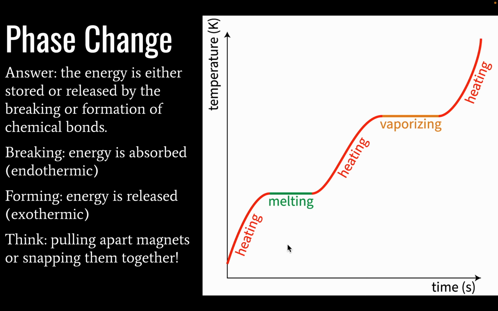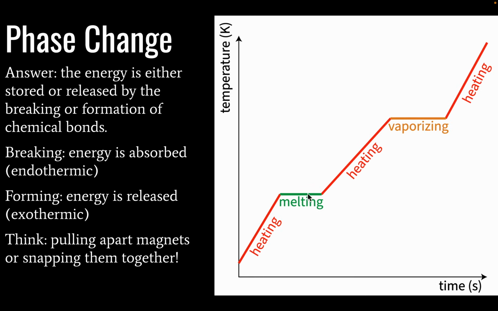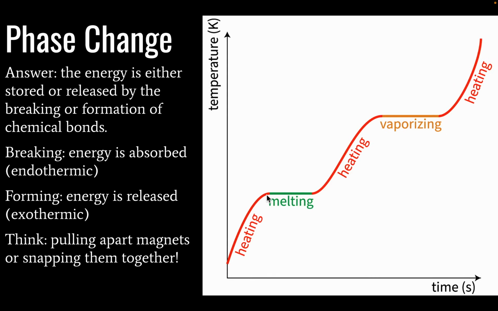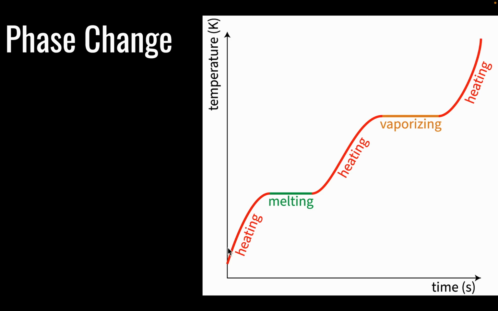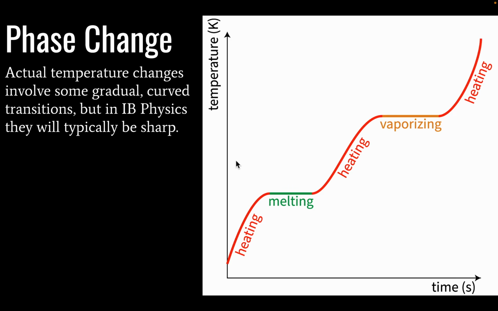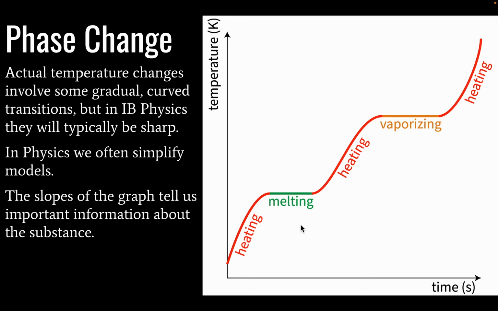Okay, so this is what you're going to see typically for IB physics, but in reality, our transitions are a little more gentle, as we see here. So we have curved transitions, but we like to keep things simple. We like models in physics.